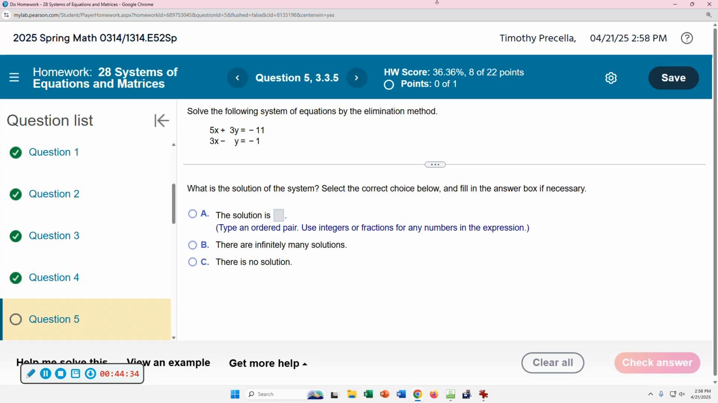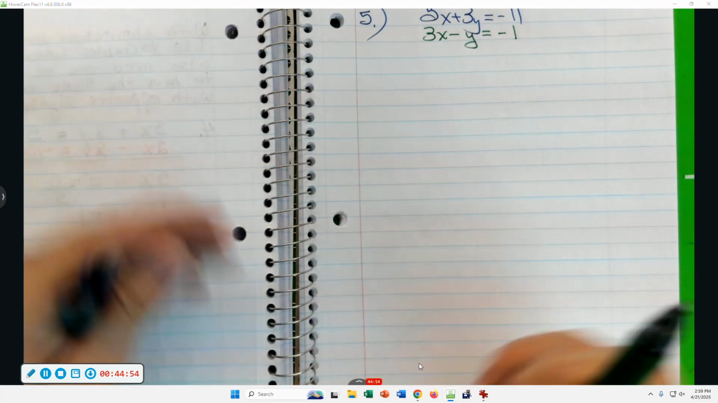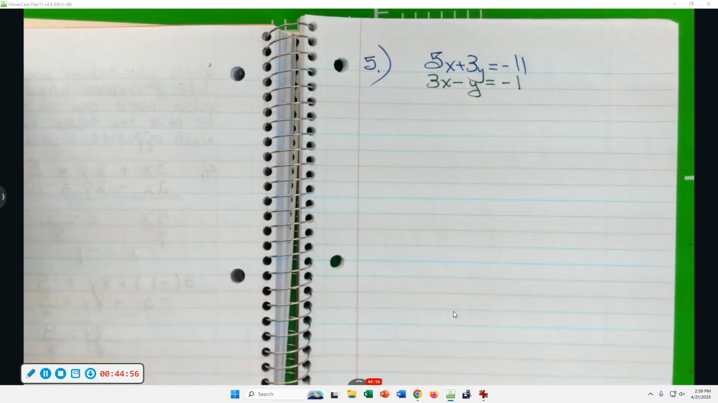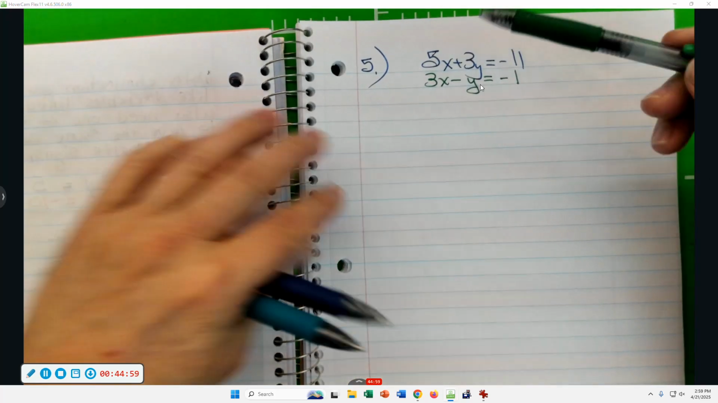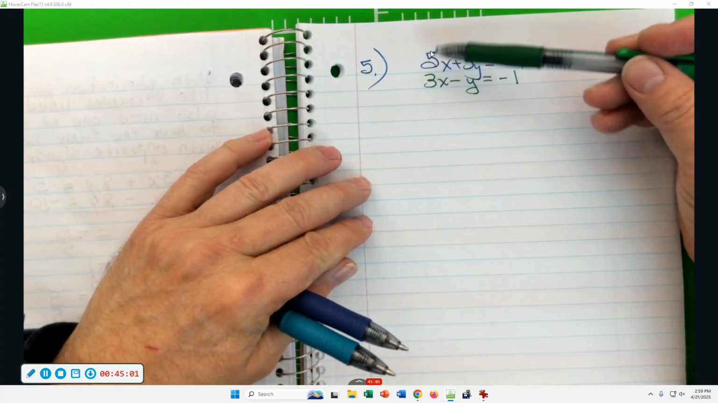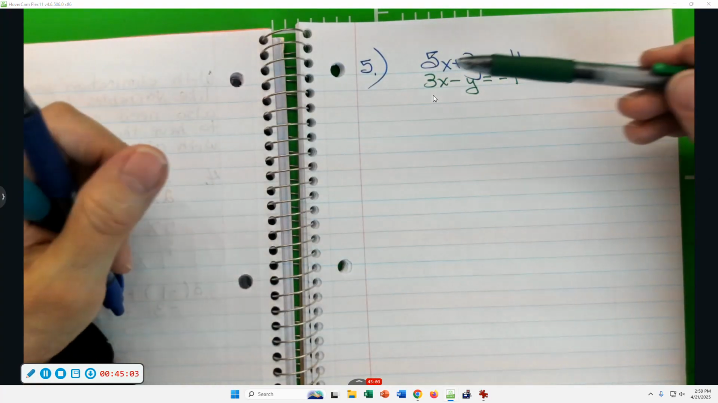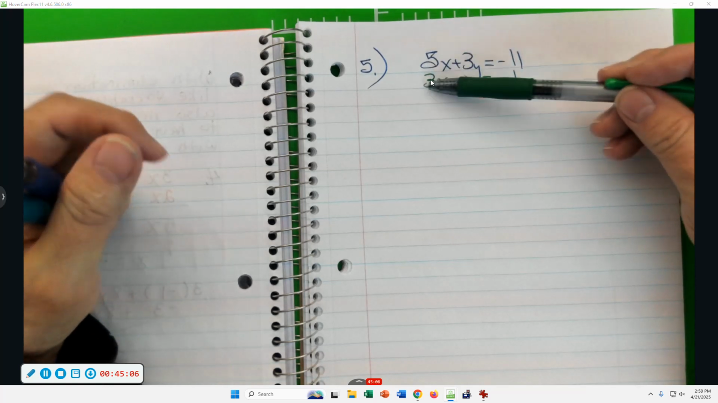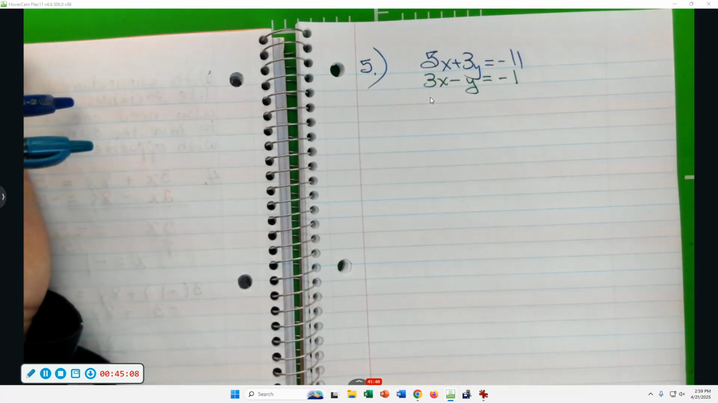And 3x minus y is equal to -1. Let me make sure: 5x plus 3y. Yep, okay. Switch. We need like coefficients, but with opposite signs. Well, 5 and 3, we don't have like coefficients. We don't have opposite signs either.